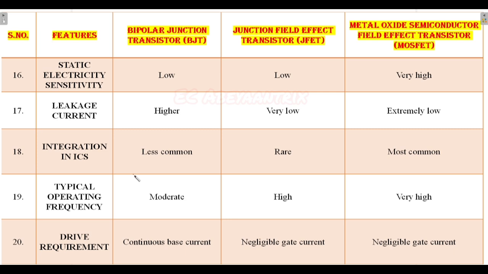ஓகேவா? ஒரு ICலேயே கிட்டத்தட்ட millions of MOSFET நீங்க fabricate பண்ணிக்கலாம். ஓகேவா? மற்றபடி BJTs கொஞ்சம் less common ஆக தான் யூஸ் பண்றாங்க. JFET is very rare in IC applications எல்லாம்.